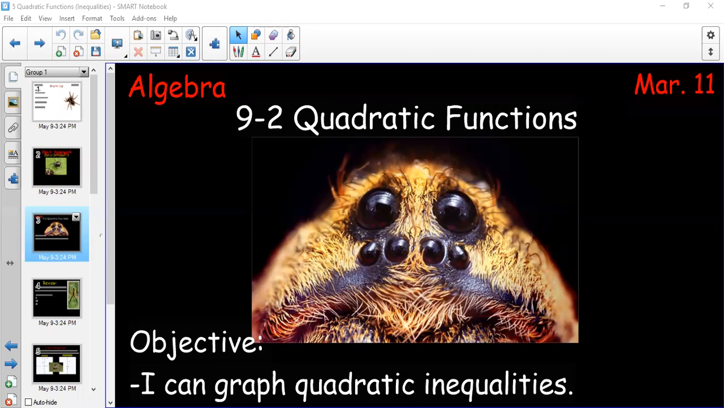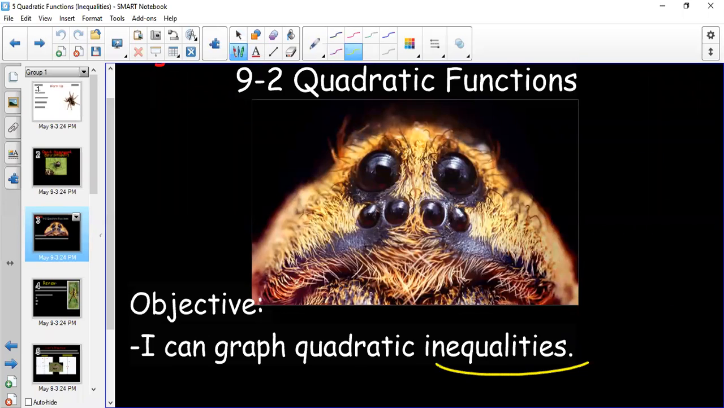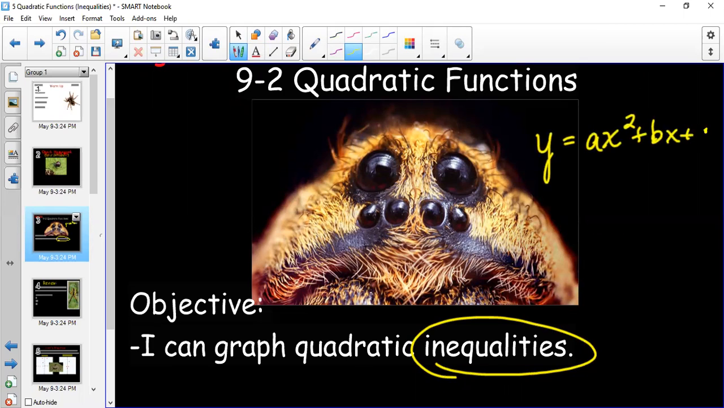We are still on 9.2 quadratic functions, but today's goal is to focus on graphing inequalities. You guys are used to graphing things that look like y equals ax squared plus bx plus c. So you're used to graphing equations. Now we're going to switch it up and make that maybe a greater than, or a less than, or greater than or equal to, or less than or equal to. And we're going to see how that changes our quadratics.